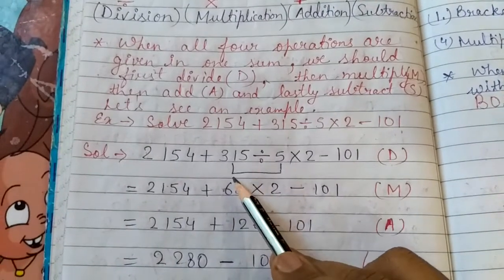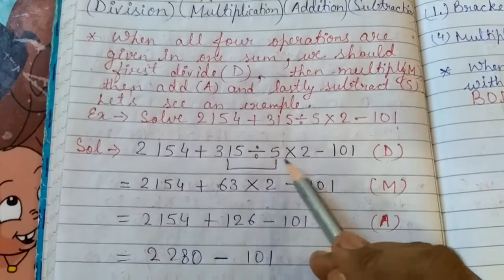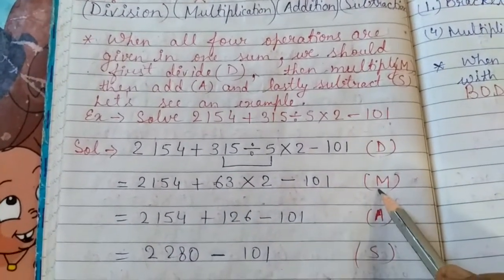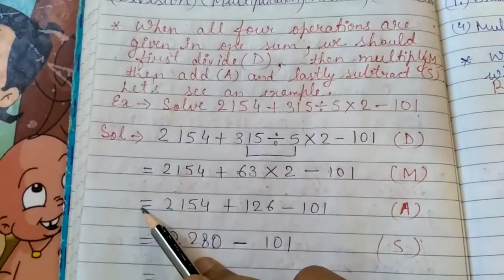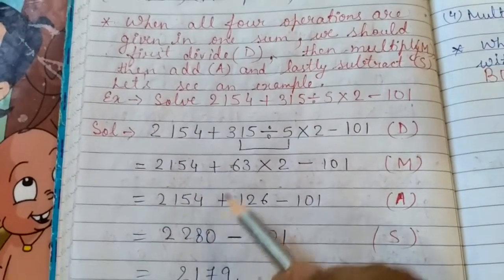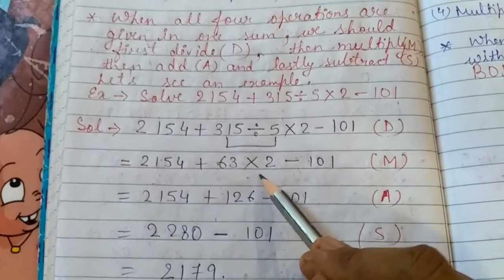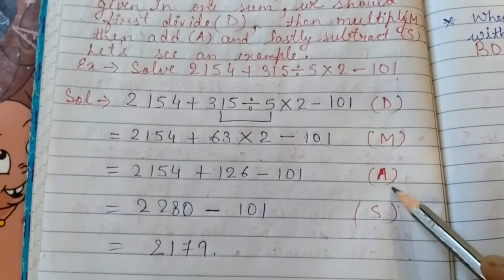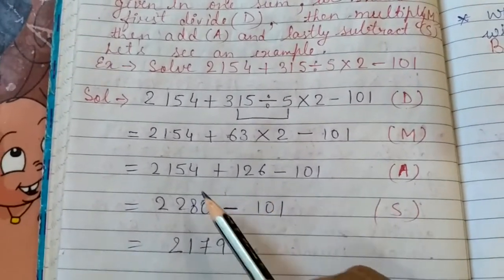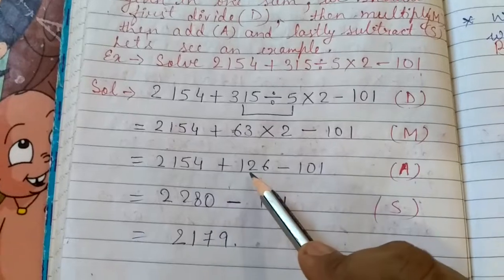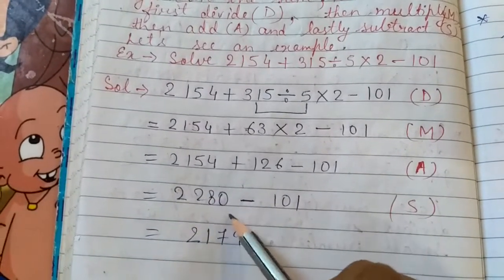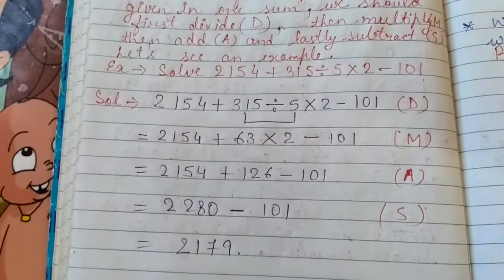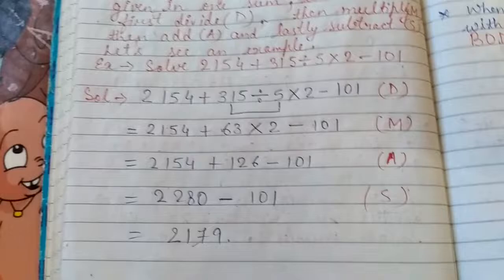As you can see, first I have solved 315 divided by 5, so it gives us 63. And then after division we have to do the multiplication part of the question. Then the equal to sign, then this much written as it is, then plus sign, then 63 multiplied by 2, it will give us 126, minus 101. Then we have to attempt the addition part of the question. So 2154 plus 126 will give us 2280 minus 101, and at the last we will do the subtraction part. So this will be the final answer.